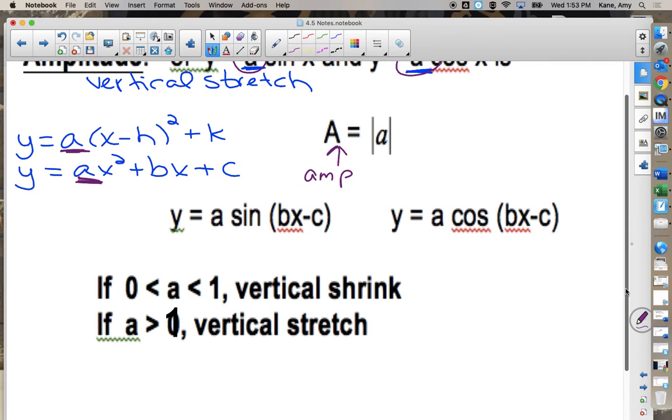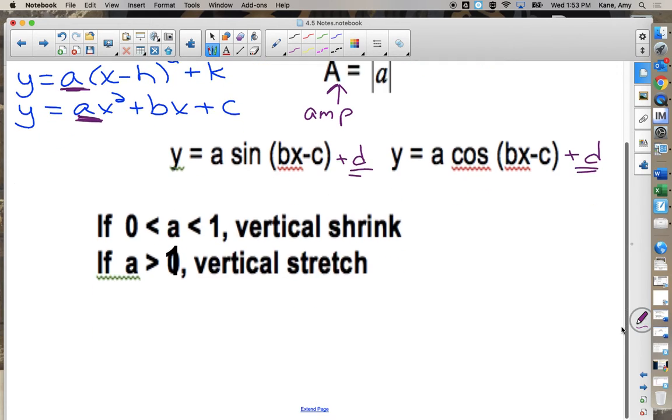The B is going to do something to our graph. The C is going to do something to our graph. And there's actually one more letter that we will add on. There's going to be a D in the back as well. Our parabolas didn't have a D. It just had the A, B, C. So there's going to be 4 letters. Each of those 4 letters do something different to the graph. So we'll talk about how those differences occur.